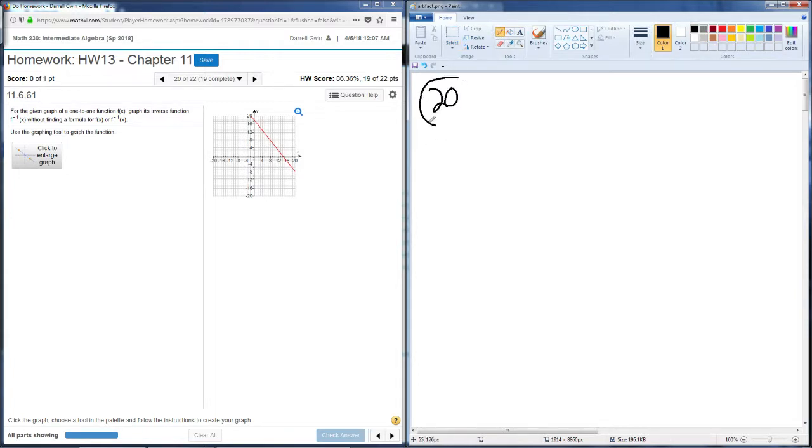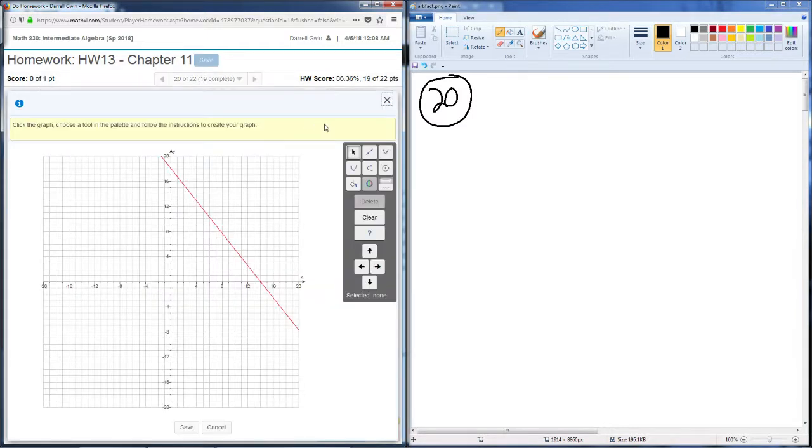Number 20. For the given graph of a one-to-one function, graph its inverse function. If you didn't know the secret to graphing the inverse function, it'd probably be pretty tough. The secret to graphing any inverse function, or even finding the inverse values, is you first need to find the points. What point is that? That point is 0 left or right, 16, 17, 18 up.